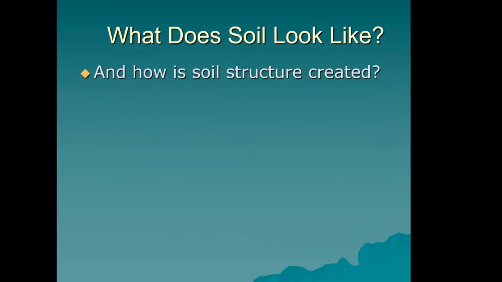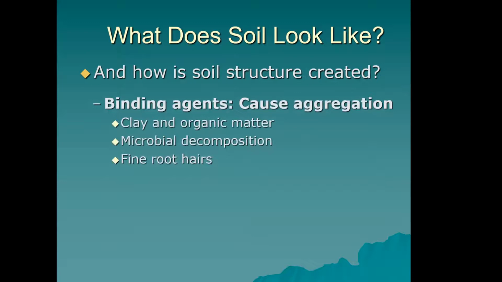How do you create soil structure? How do you get those individual particles of sand, silt, and clay to clump together like that? Well, you need a binding agent, something to glue stuff together, to cause that aggregation. Some good binding agents in soil are both clay and organic matter, especially humus. They're naturally sticky, so they tend to clump together. Microbial decomposition is a great source of binding. As microbes, bacteria, and fungi break down organic matter, they create a lot of byproducts that have a naturally gluey kind of texture. Those tend to cause sand, silt, and clay particles and other organic matter particles to clump together.